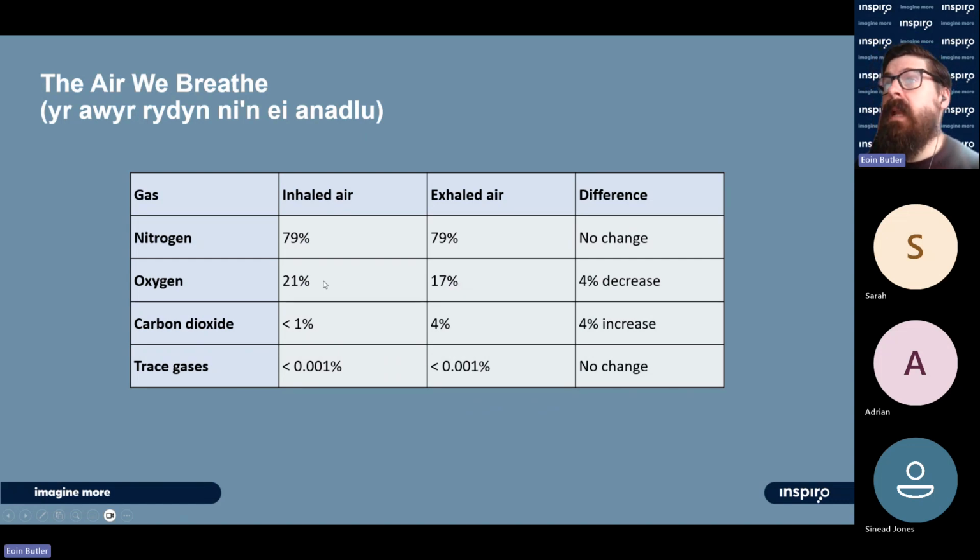17% of the air that we exhale is oxygen. So we only retain about 4% of the oxygen that we take in. Carbon dioxide, 4% of the air that we exhale is made up of carbon dioxide. And again, less than 0.001% of our trace gases are exhaled. So it's quite interesting to see that we actually breathe out more oxygen than carbon dioxide. Okay, so 17% of the air that we breathe out is oxygen and only 4% of it is carbon dioxide.